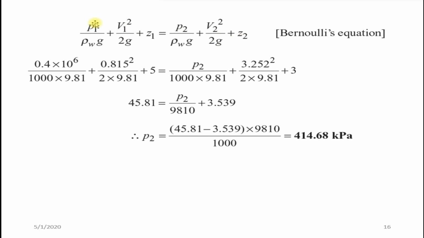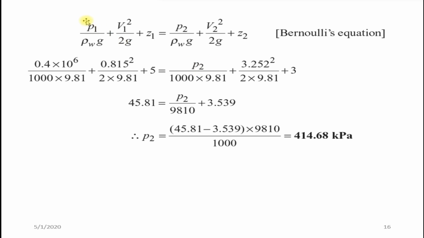Normal generalized Bernoulli's equation is P by rho g plus V square by 2g plus Z is equal to constant. If you apply for section 1 and 2, that equation alters to P1 by rho g plus V1 square by 2g plus Z1 is equal to P2 by rho g plus V2 square by 2g plus Z2. Just substitute the values given in the above problem. All the values we have except P2.